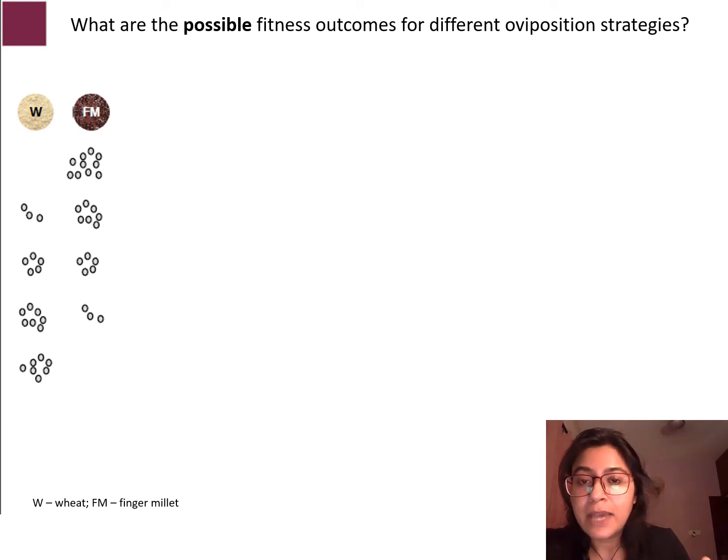On the y-axis, we have the percent egg allocation in finger millet, with the rest of the eggs going into wheat in the heterogeneous habitat that I showed you in the last slide. On the x-axis here, we have individual female fecundity, which hopefully also captures some part of the range of fecundity found under natural conditions.